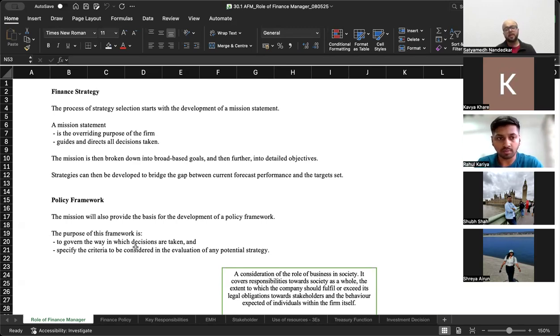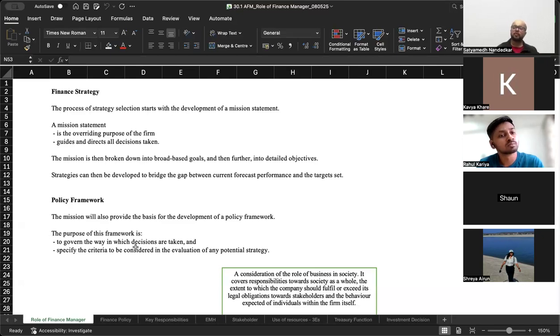That decision is basically your dividend decision. Again, there are various approaches to dividend distribution that can be discussed. We'll come to that later. Finance strategy: the process of strategy selection begins with development of a mission statement. Now, what exactly is this mission statement? Mission statement means what is the sole reason for the existence of the organization.